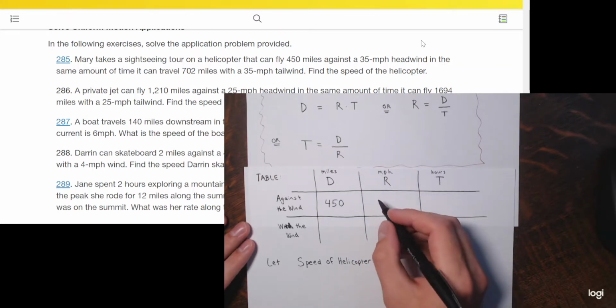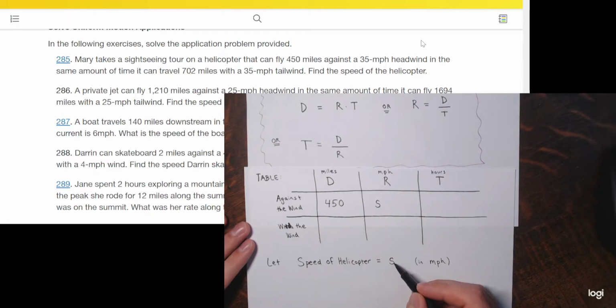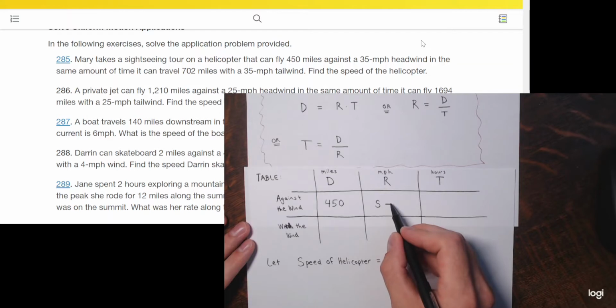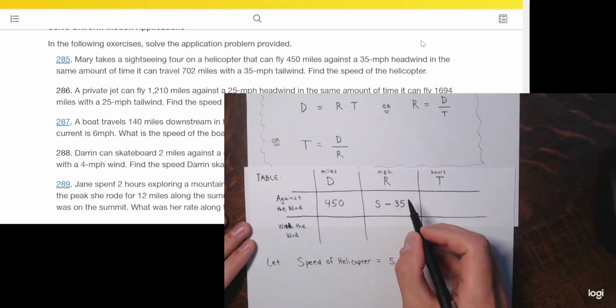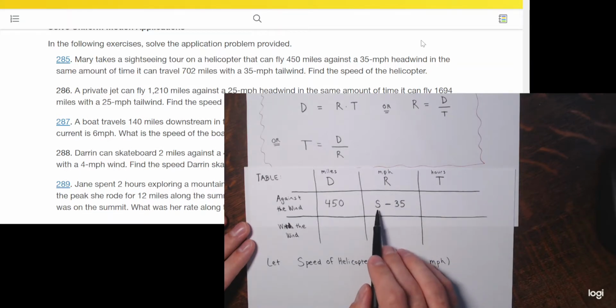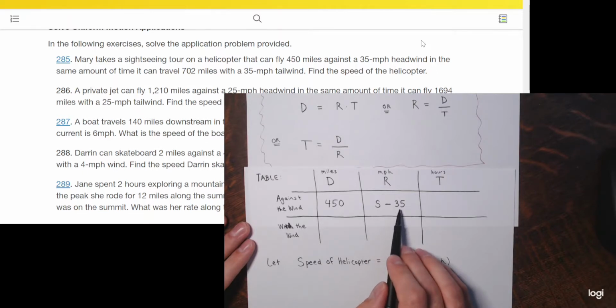So when they say the helicopter is traveling against a 35-mile-an-hour headwind, its rate of speed would be the speed of the helicopter, which again I called S, and then going against the wind slows that speed down by the speed of the wind, right? So minus the 35-mile-per-hour headwind. So I hope this makes sense, that the rate that the helicopter is traveling at would be the speed of the helicopter minus that wind speed. Because again, we're going against the wind, it's slowing us down.